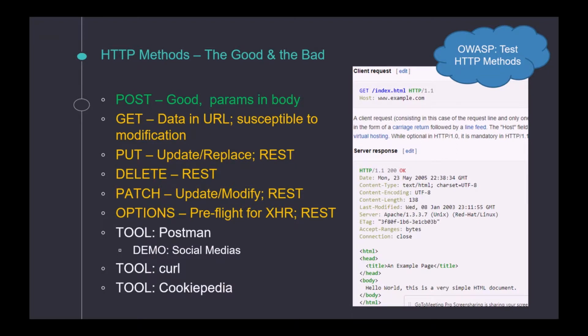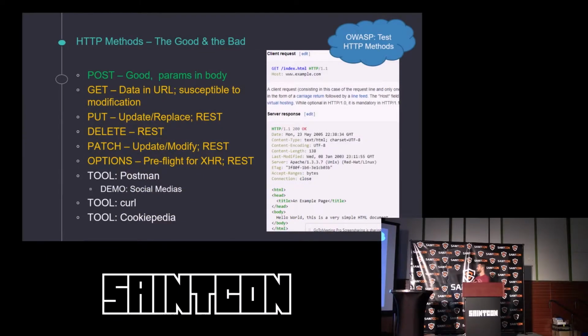There are some others that are deprecated I didn't include, but in general, this one's the good and the bad methods to use. In general, POST is the best one. The params are stored in the body and are encrypted. GET is the other most common one. The data is kept in the URL, so that's susceptible to modification. For obvious reasons, you don't want to be, for example, submitting login credentials using a GET request.